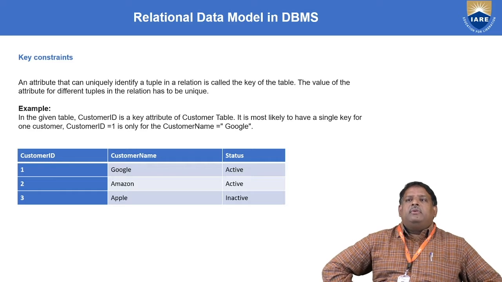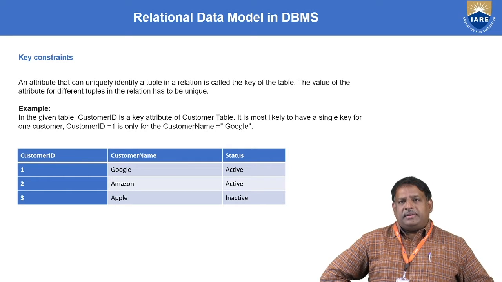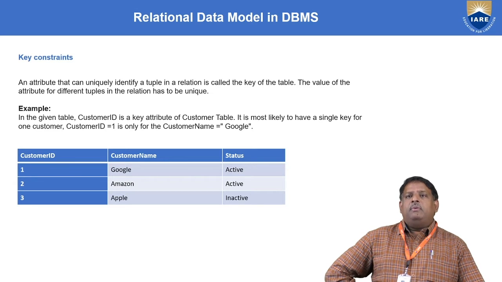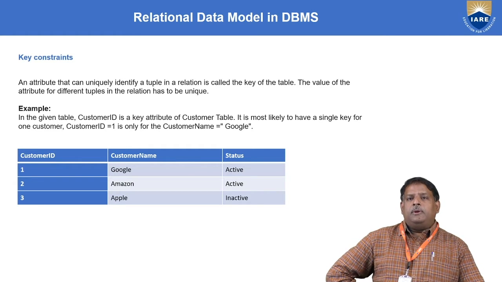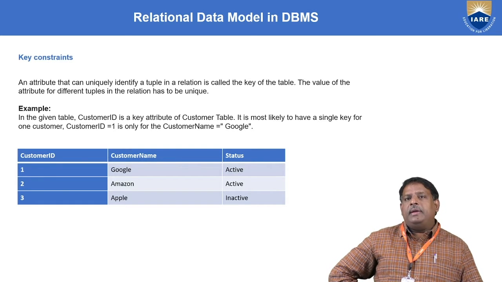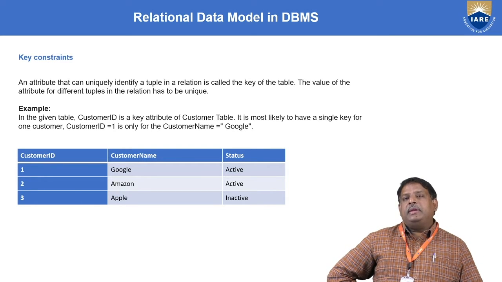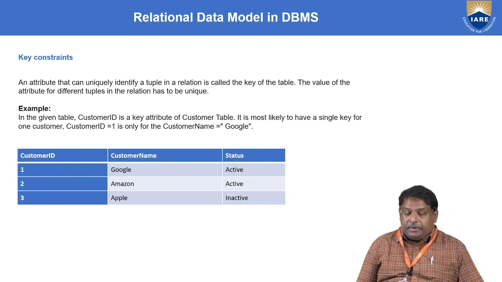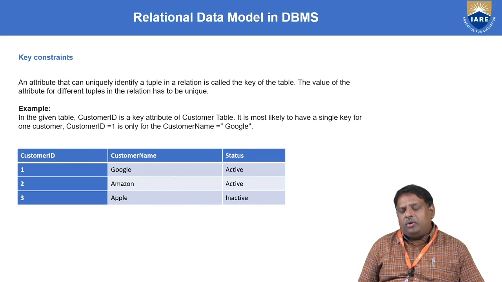It is most likely to have a single key for one customer. Customer ID 1 is only for customer name Google. Okay, for Google we have customer ID 1. For Amazon, we have 2. For Apple, we have 3. So customer ID is the key attribute, and it can be a primary key or unique key. And this is the key constraint. Earlier we have seen the domain constraint, now we have seen the key constraint.